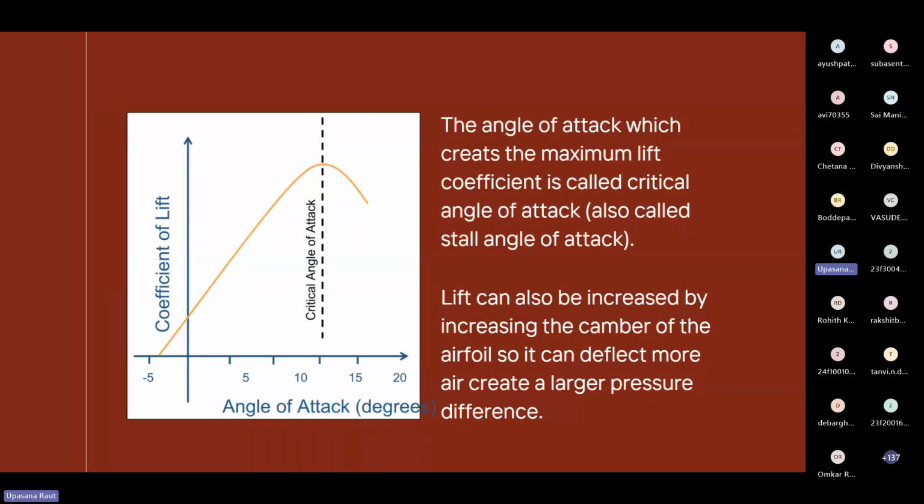So that creates more lift. But there is something called a critical angle of attack, also called the stall angle of attack. Beyond that point, if we increase the angle of attack, the lift would not increase, but would decrease drastically, and the drag would increase. So why is that?